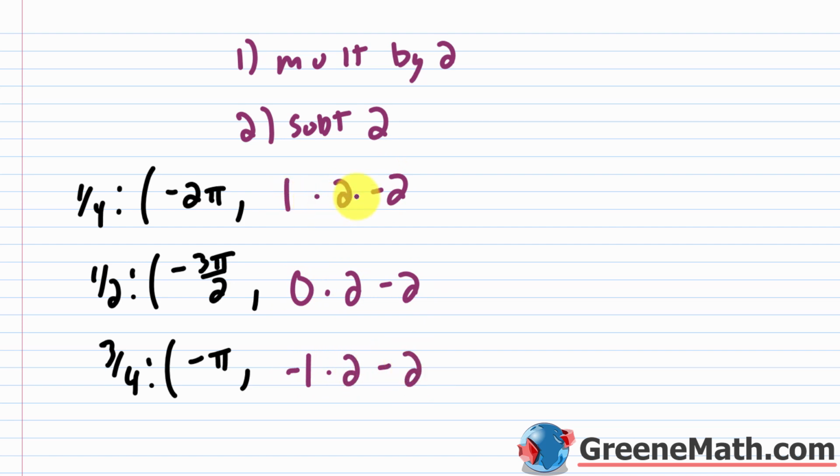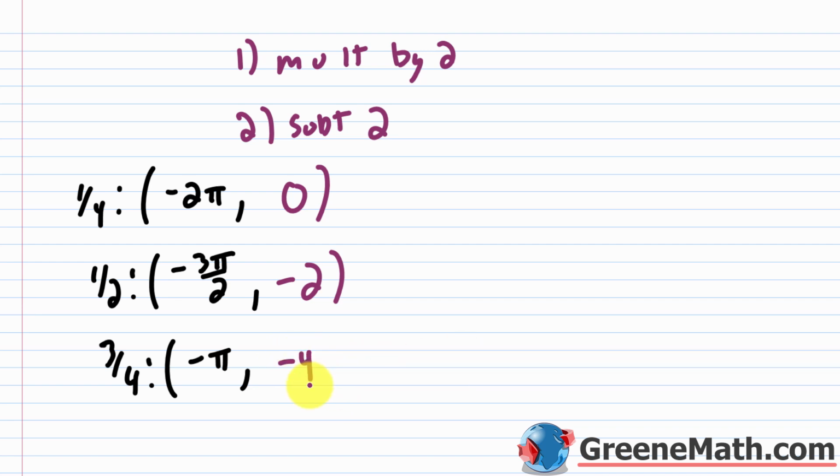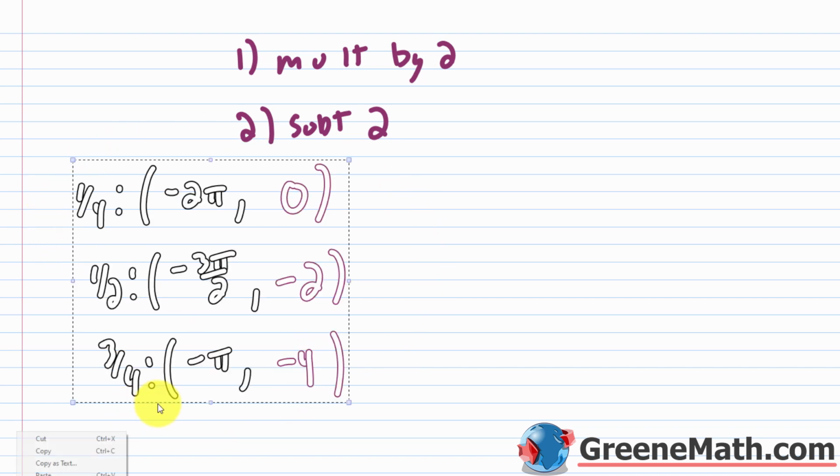So 1 times 2 is 2. 2 minus 2 is 0. Close that down. 0 times 2 is 0. Minus 2 is negative 2. Close that down. Negative 1 times 2 is negative 2. Then negative 2 minus 2 is negative 4. So let's put negative 4. Close that down. And again, we can just check this real quick and be done.